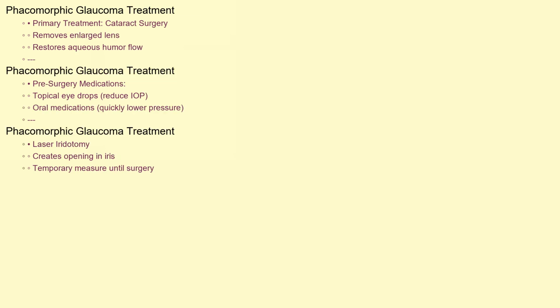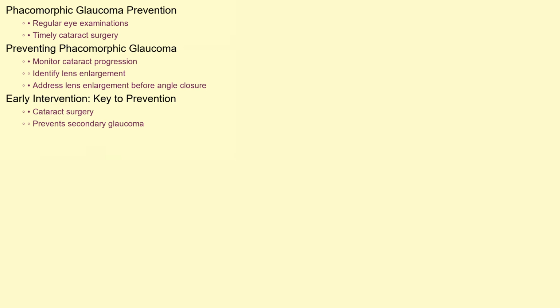The primary treatment for phacomorphic glaucoma is to remove the enlarged lens through cataract surgery. This eliminates the physical blockage and restores the normal flow of aqueous humor. Before surgery, medications like topical eye drops to reduce intraocular pressure and oral medications to quickly lower the pressure are often used. In some cases, a laser iridotomy may be performed to create a small opening in the iris, providing an alternate route for fluid drainage. However, this is often a temporary measure until cataract surgery can be performed.